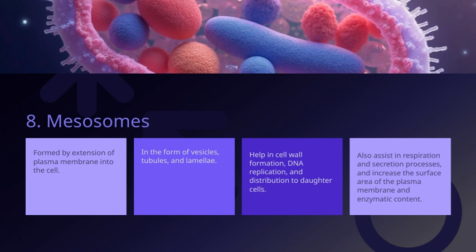You can see that mesosomes often appear in the form of vesicles, tubules, and lamellae. These are essentially extensions or invaginations of the plasma membrane into the cell. They are formed by the plasma membrane extending inward, creating structures that facilitate various cellular functions. In essence, mesosomes are important membranous structures that support several key activities within prokaryotic cells, linking membrane dynamics to critical processes like reproduction and metabolism.